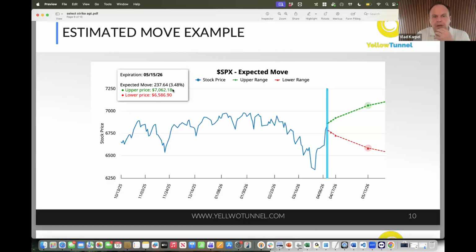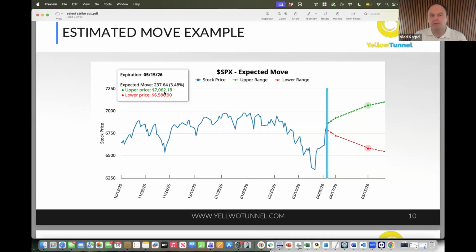But at that point, by May 15th, the upper range was 7,062, where we currently are. So the momentum behind the stock market has accelerated, right? And it did move the range. So just because a week ago it said one standard deviation, we're going to be by May at 7,062, that does not mean you cannot be there before May 15th. We are only in April 16th.